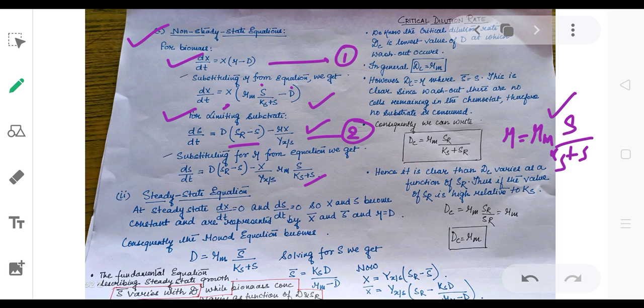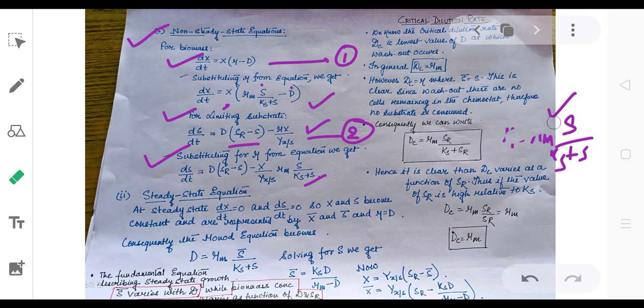Again you have related your substrate, cell and dilution rate in this equation. So we are trying to achieve our goal, that is relating all the three. And how do they vary? How do they relate with each other? That we could derive from these equations, right? So this is about your non-steady state.